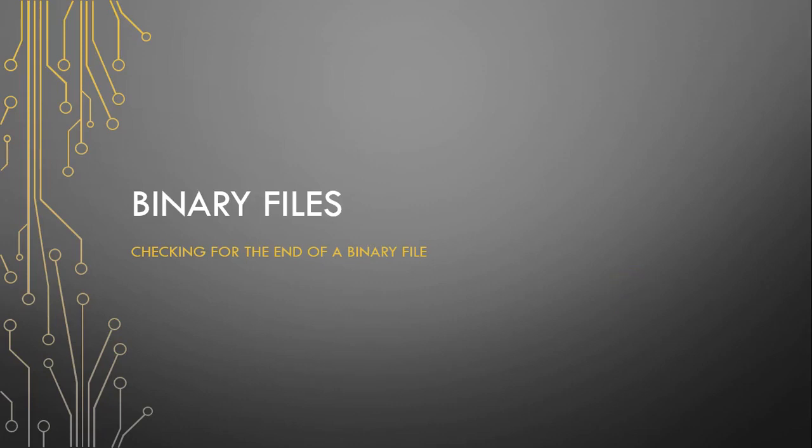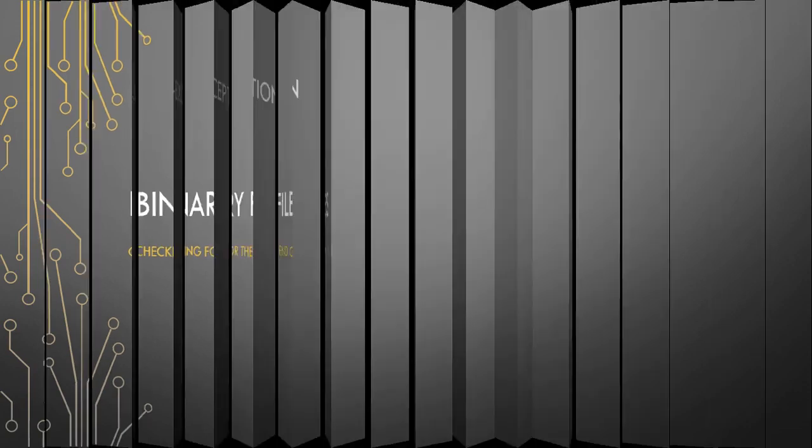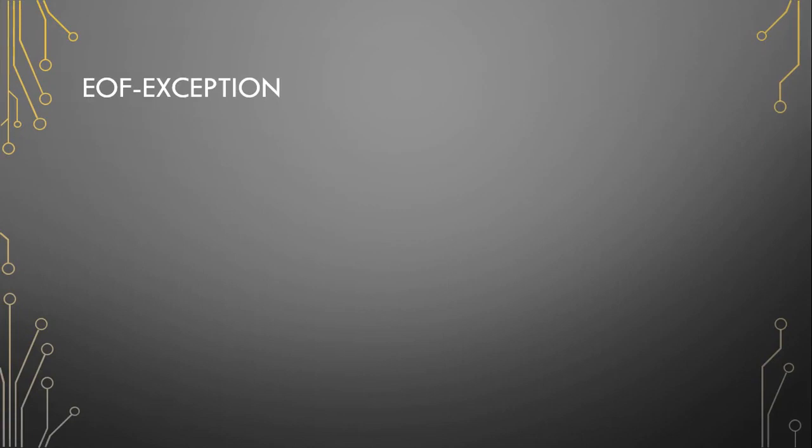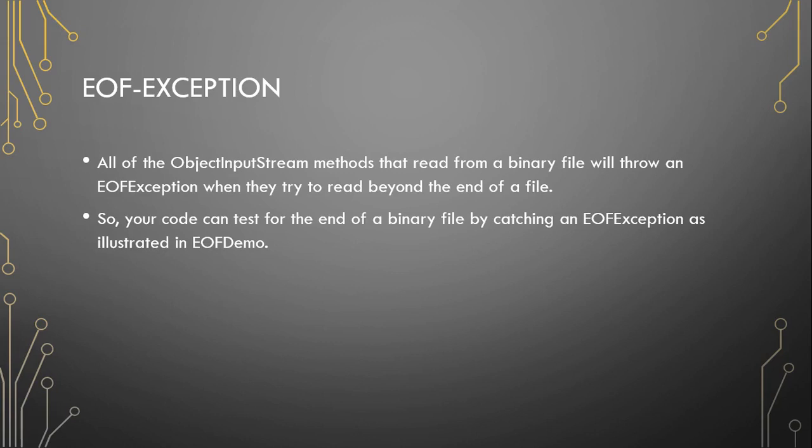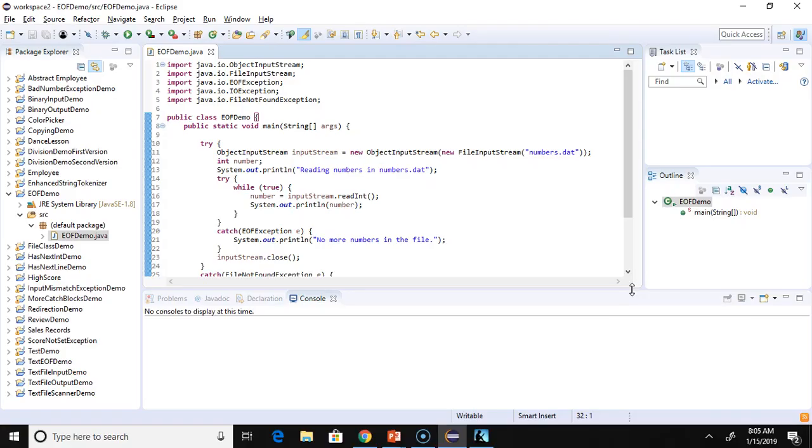Today, we're going to wrap it up by talking about how to check for the end of a binary file. In order to discuss this, we need, of course, to discuss the EOF exception, or the end of file exception. All of the ObjectInputStream methods that read from a binary file will throw an end of file exception when they try to read beyond the end of the file. So, our code can test for the end of a binary file by catching an end of file exception, as illustrated within the demo. Let's just quickly pop over there to the end of file demo.